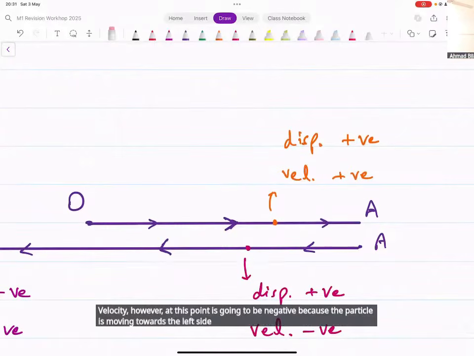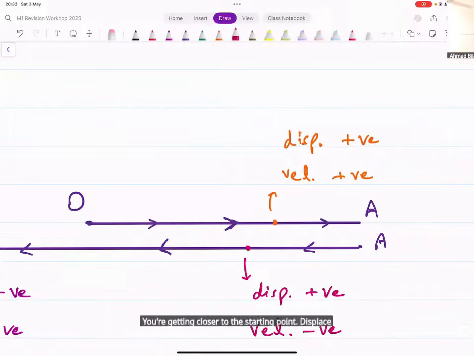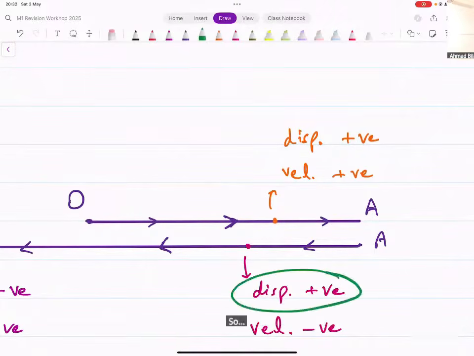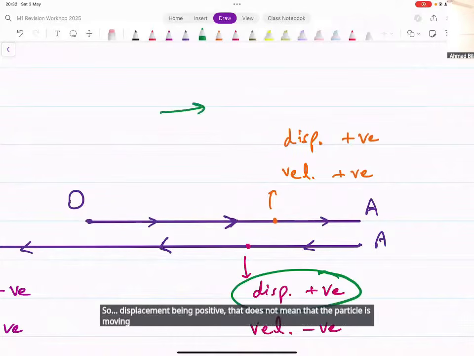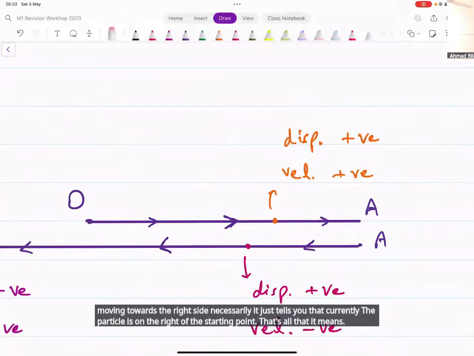Velocity, however, at this point is going to be negative because the particle is moving towards the left side. If it's moving towards the left side, what's happening to displacement? Displacement is decreasing. You're getting closer to the starting point. Because of that, the rate of change of displacement is negative, so velocity is negative. So displacement being positive does not mean that the particle is moving towards the right side necessarily. It just tells you that currently the particle is on the right of the starting point. That's all that it means.